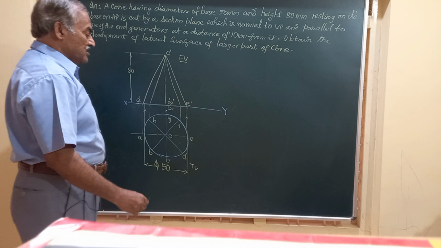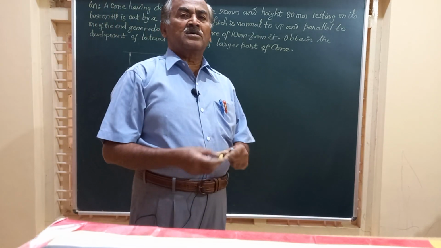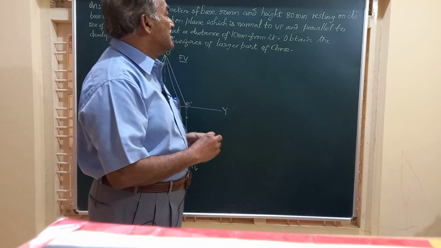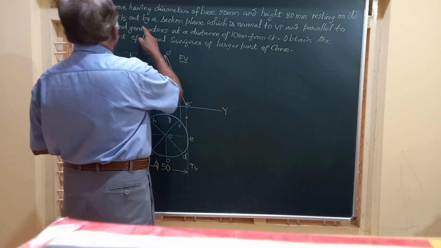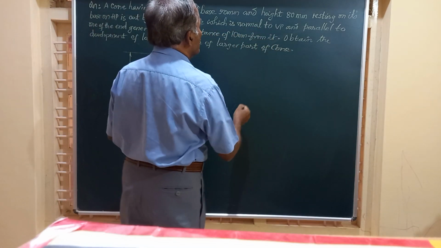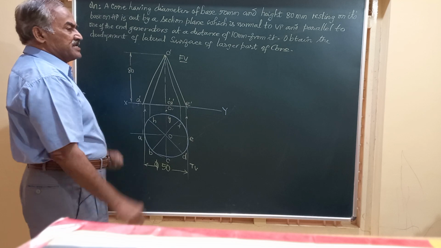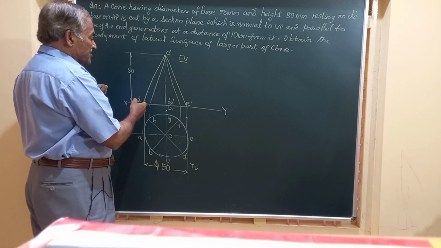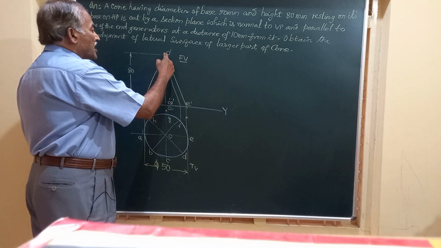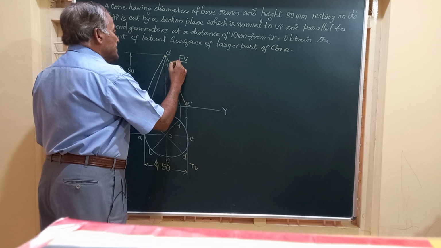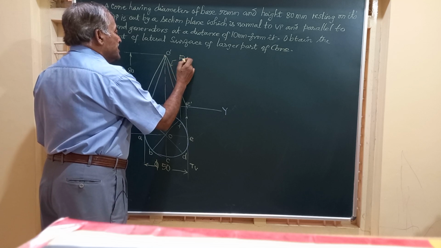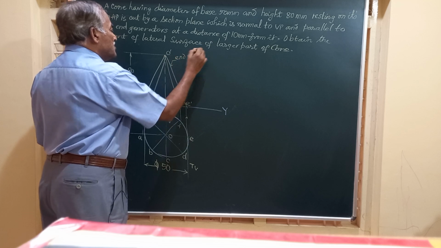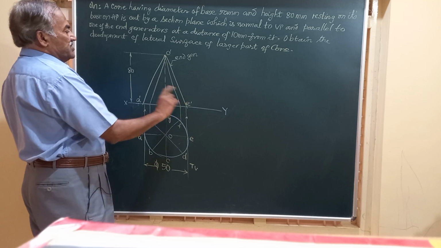So, friends, after obtaining the projections of the cone, that is the top and front views, let us study the section plane. It is cut by a section plane which is normal to VP and parallel to one of the end generators. What are these end generators? These are the end lines in the front view. That is O dash A dash and O dash E dash are called the end generators. So there will be two end generators, O dash A dash and O dash E dash.